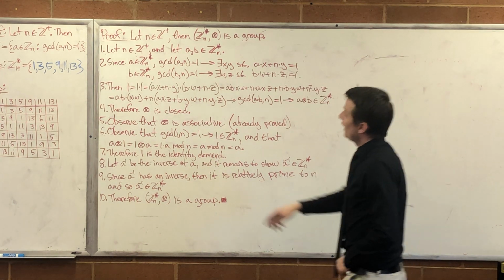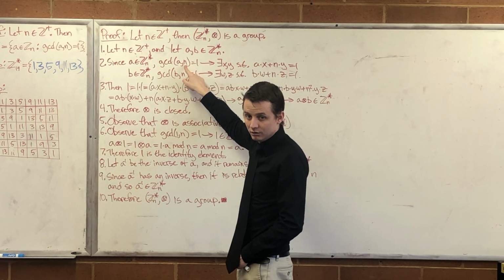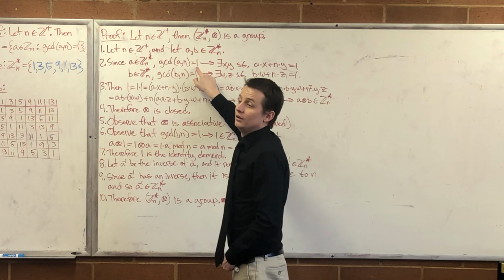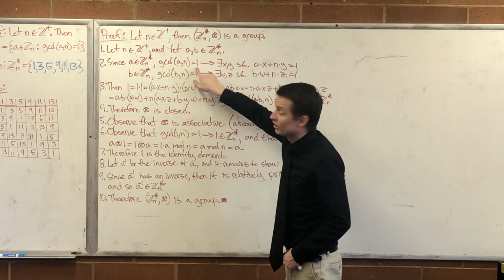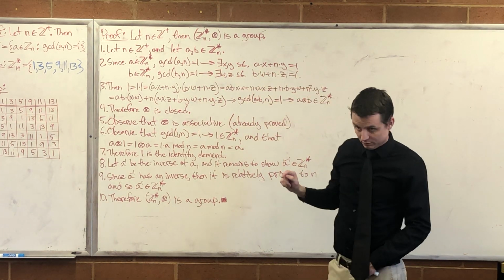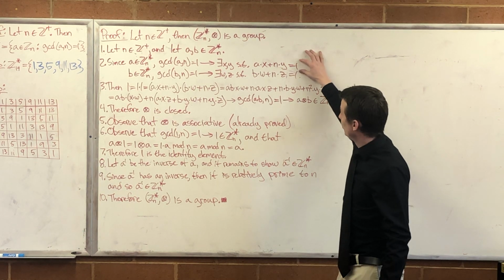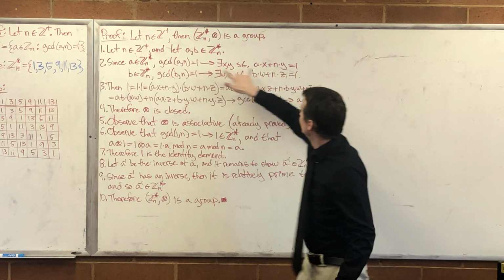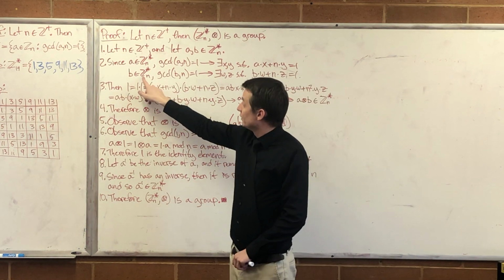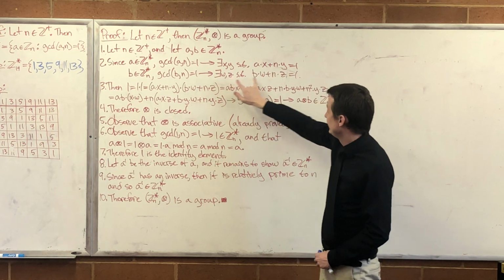Okay, so we have a is in Zn star, but that means it is relatively prime with n. So that means that its GCD with n is 1. Now, if the GCD between 2 numbers is 1, then there exist 2 integers, x and y, such that ax plus ny is equal to 1. I told you that was the second most important theorem in all of number theory. Similarly, since b is in Zn star, we know that the GCD of b and n is also 1, which means that there's 2 integers, w and z, such that bw plus nz equals 1.